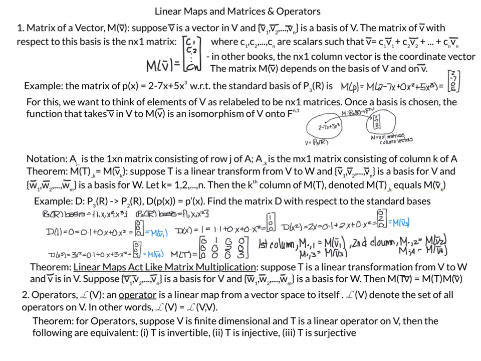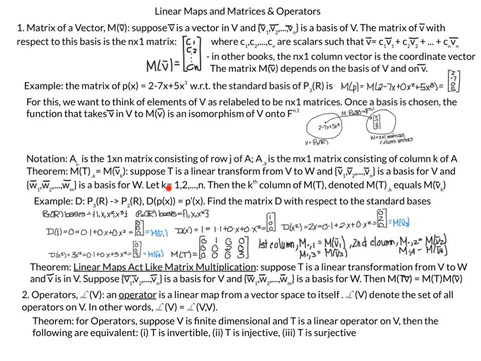We're going to take another look at our matrix of a transformation. In particular, we're going to look at the kth column of our matrix of a transformation and find that it's equal to this over here, the matrix of the kth basis vector. So suppose T is a linear transformation from V to W, V1, V2, up to Vn is a basis for V, and W1, W2, up to Wm is a basis for W.